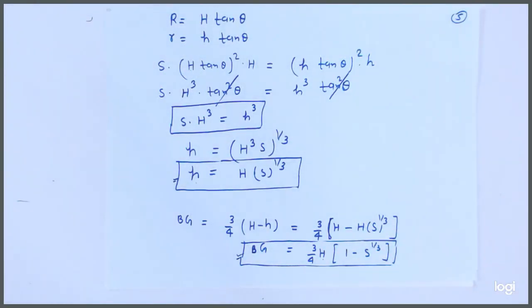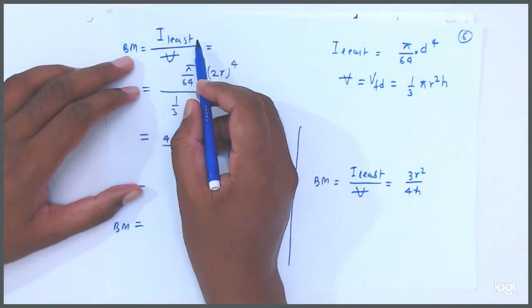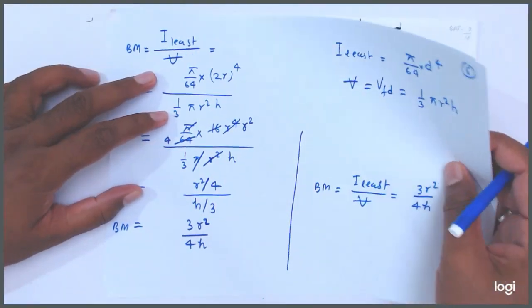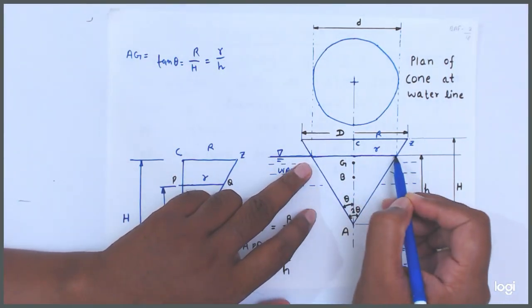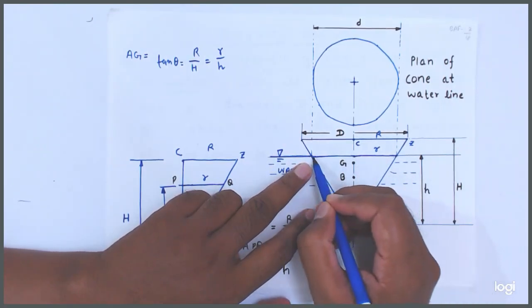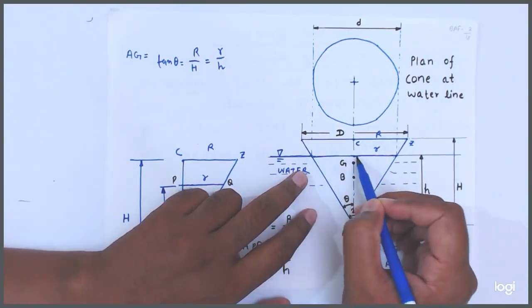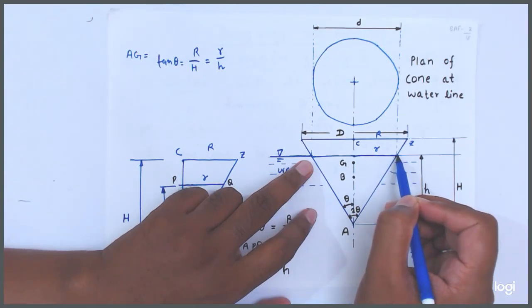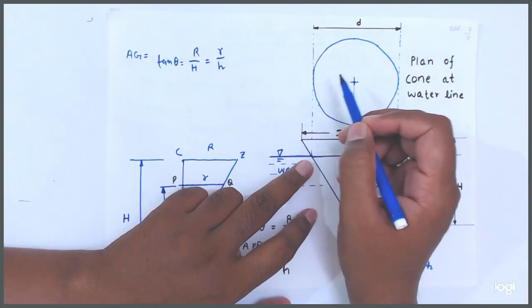Okay, now friends, here you see this BM is equal to I least upon volume of liquid displaced. We will find it here. Friends, I least is the moment of inertia at the liquid surface level. We will not take it at this point. We are taking it only on the liquid surface. Whatever section is there, we will take the least moment of inertia. If it is a rectangle, two moments of inertia will come, maximum and minimum, so we will take the minimum only.